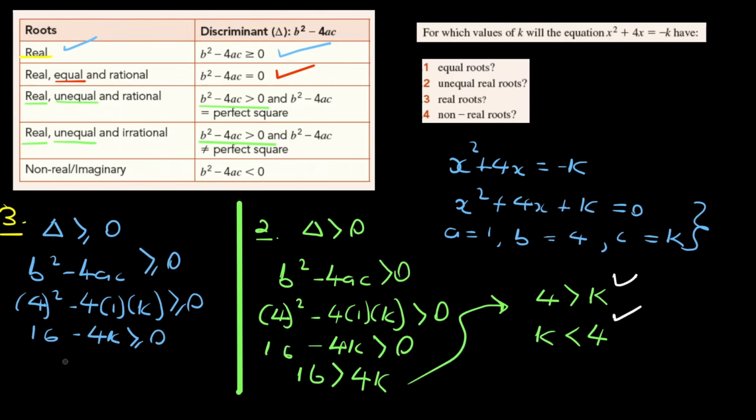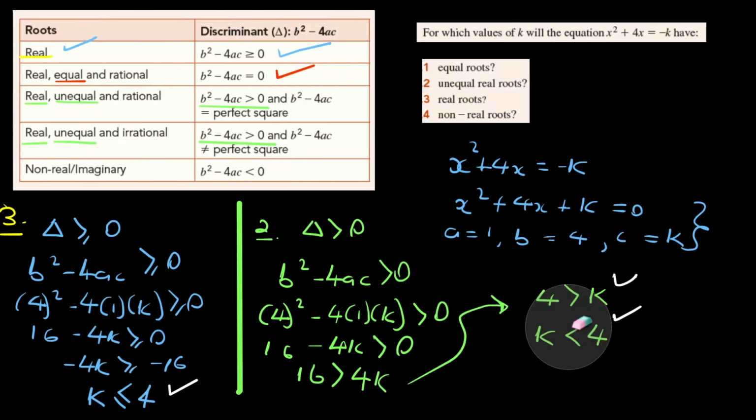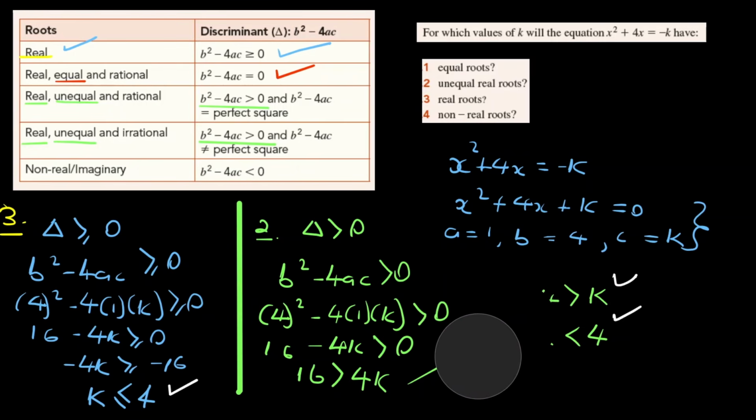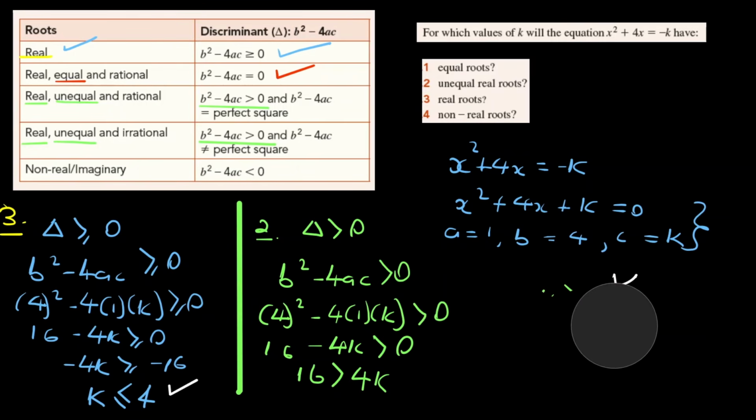And we can take the 16 to the other side for a change. Negative 4k is greater than or equal to negative 16. We divide both sides by negative 4, and the inequality sign changes when you divide or multiply by a negative. k will be less than or equal to 4. And that will be our answer. Solution for number 3. And we can move on to number 4. Let's try and do number 4 and see what we get.